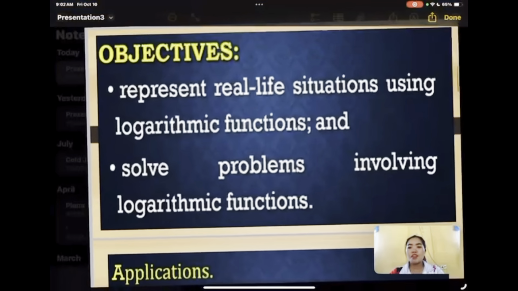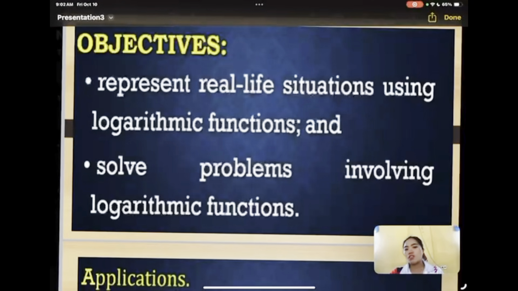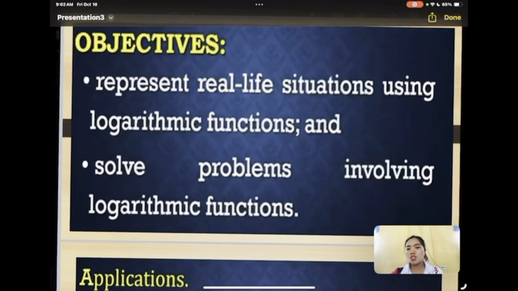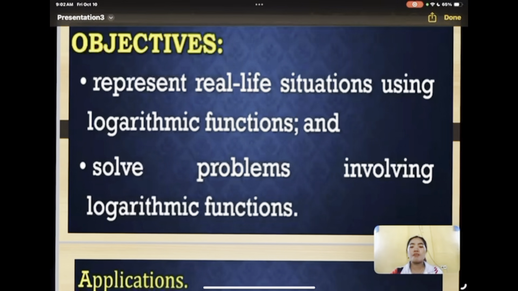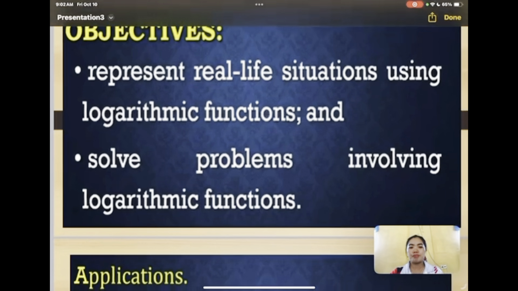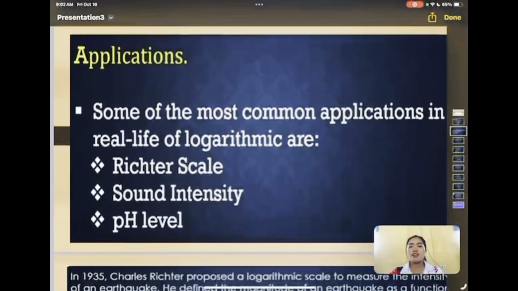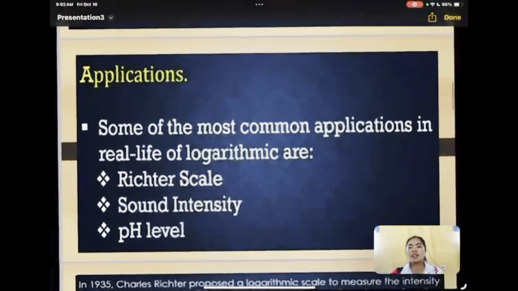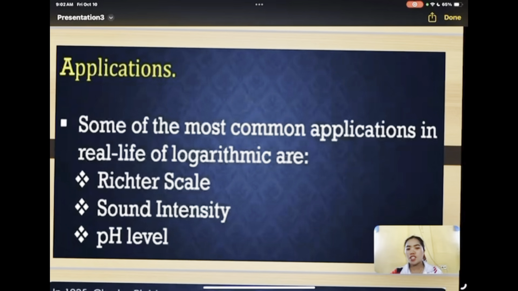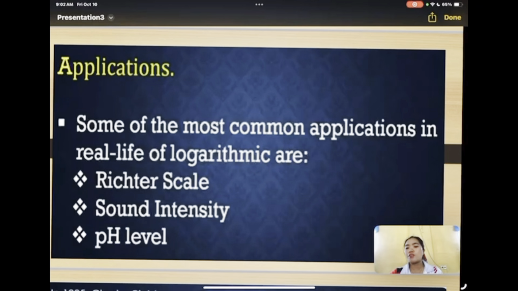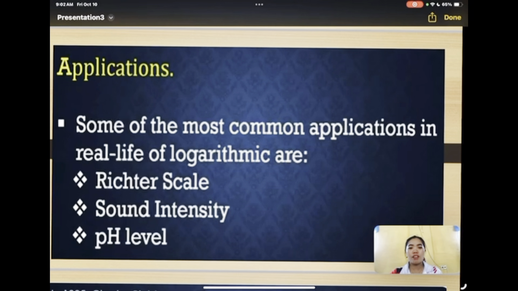So we have here the objectives: represent real-life situations using logarithmic functions and solve problems involving logarithmic functions. So where can we apply logarithms? Some of the most common applications of logarithms in real life are the Richter scale, sound intensity, and pH level.